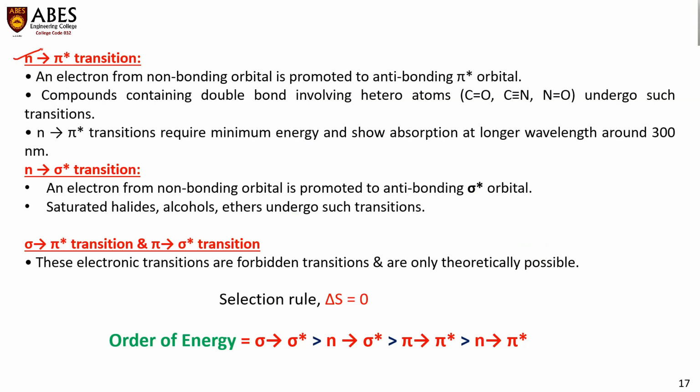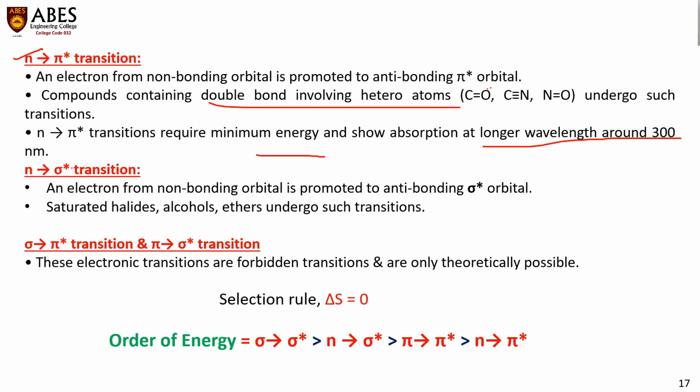Non-bonding to pi star transition. This type of transition is observed in molecules which have a double bond involving a heteroatom, because they have non-bonding electrons. An electron from a non-bonding orbital is promoted to the anti-bonding pi star orbital, and non-bonding to pi star transition requires minimum energy and shows absorption at a longer wavelength, around 300 nanometer.